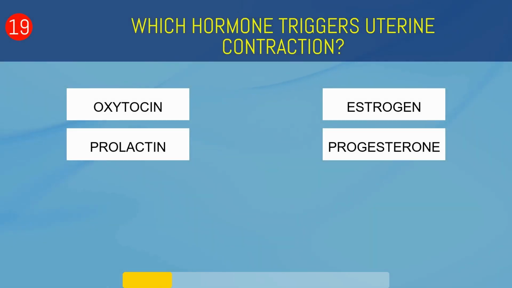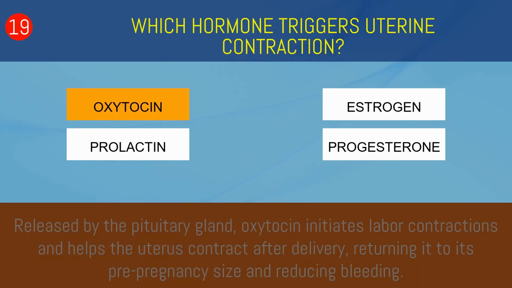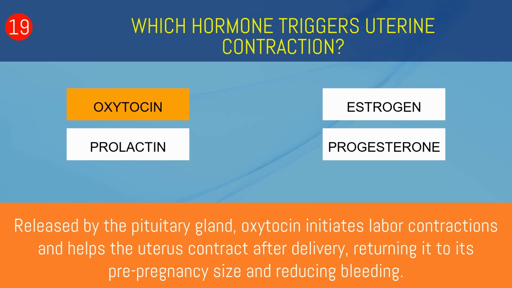Which hormone triggers uterine contraction? Oxytocin, prolactin, estrogen, or progesterone? Oxytocin. Released by the pituitary gland, oxytocin initiates labor contractions and helps the uterus contract after delivery, returning it to its pre-pregnancy size and reducing bleeding.